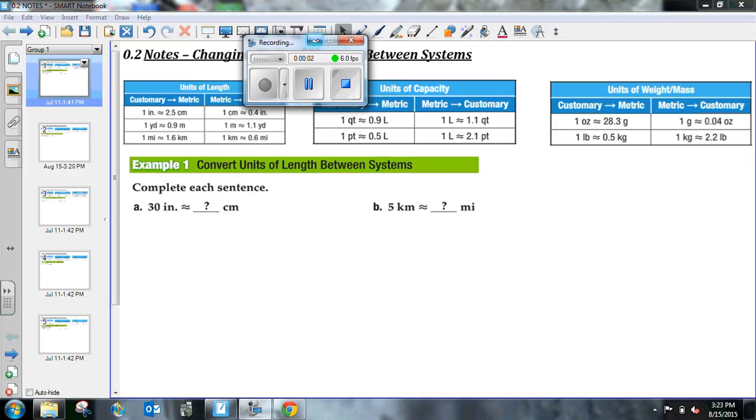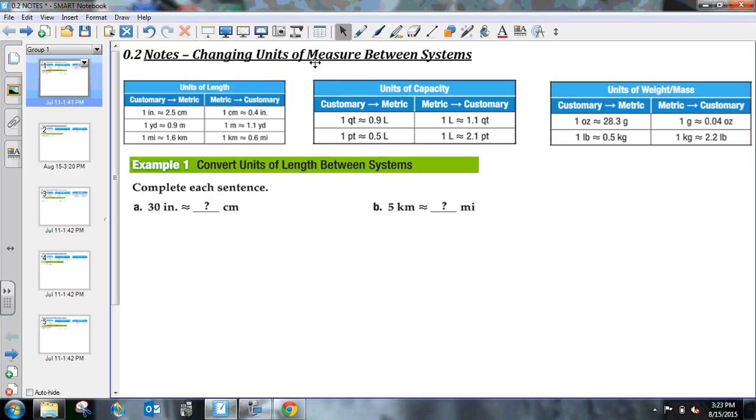Okay, the following is a video over 0.2 notes, and this is changing units of measure between systems. We have two different types of measurement systems. One is the metric system, which the majority of the world uses. But then we here in the good old United States use the customary units, which we're familiar with: inches, yards, and miles. In the metric system, that would be centimeters, meters, kilometers.